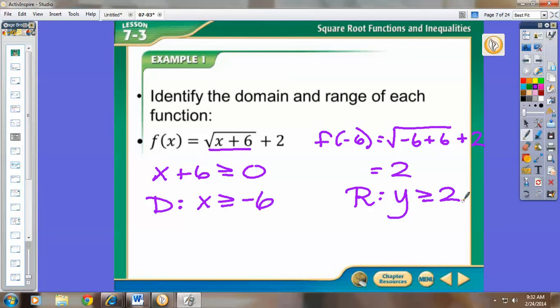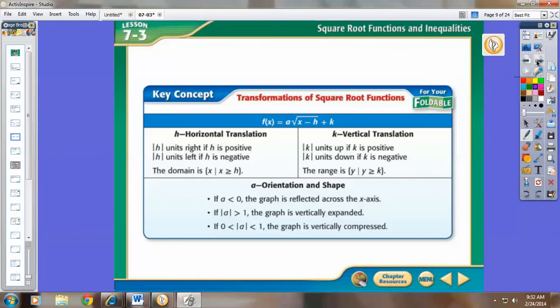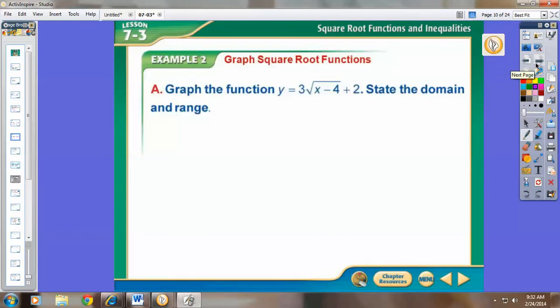So the next thing we're going to do is we're going to graph. We're still going to find our domains and ranges, but we need to actually get a graph of these square root functions so we know exactly what we're looking at. And this is where you're going to move to the handout that I've given you. There are some graphs on the front and back. Please start on the front side, example A.